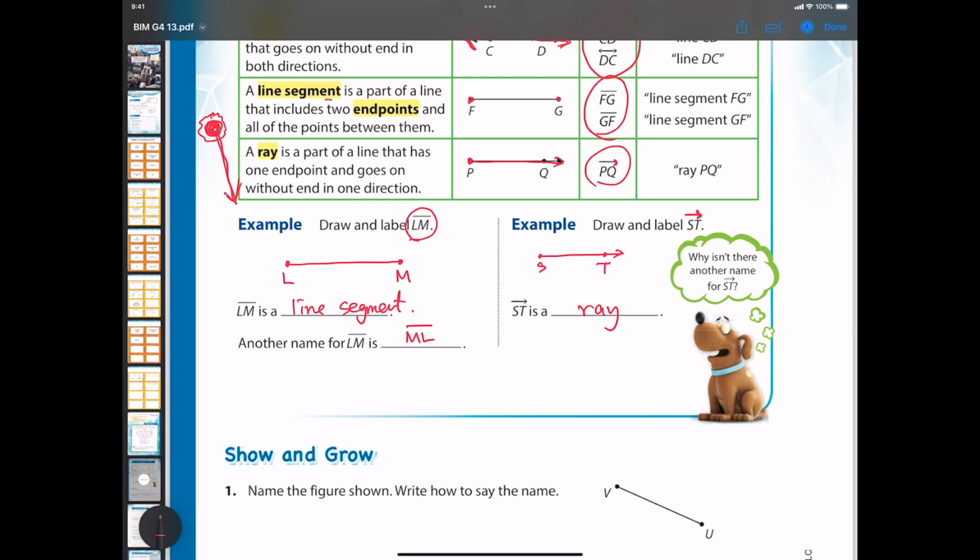Now, Newton is thinking, why isn't there another name for ray ST? Think about it. Because you cannot say ray TS, because ray TS means what? You start from T as the ending point and S is going to be the not-ending point. You know that, right? That's why you cannot change the name for this ray. Okay, please keep that in your mind. All right, let's move on.